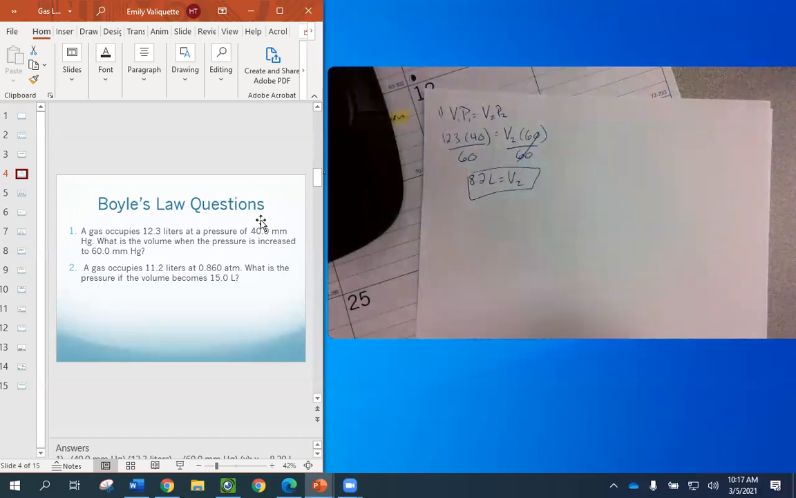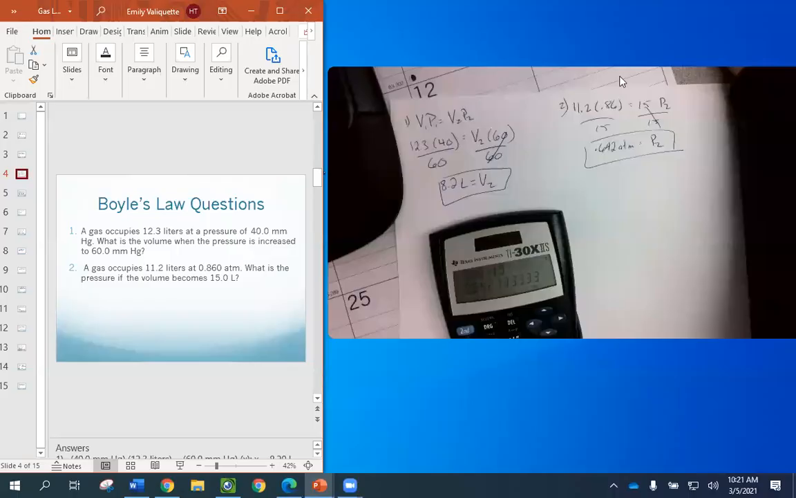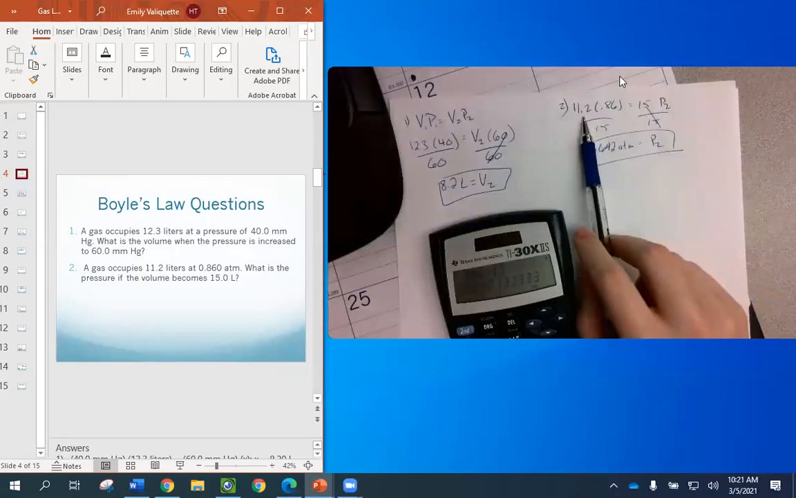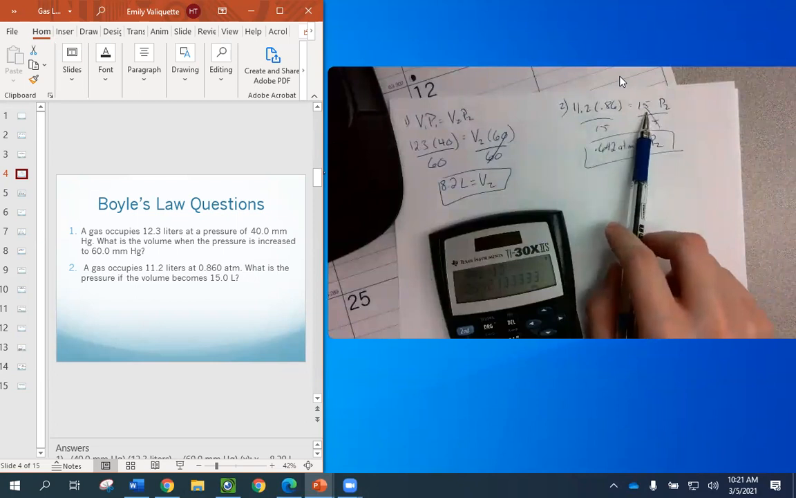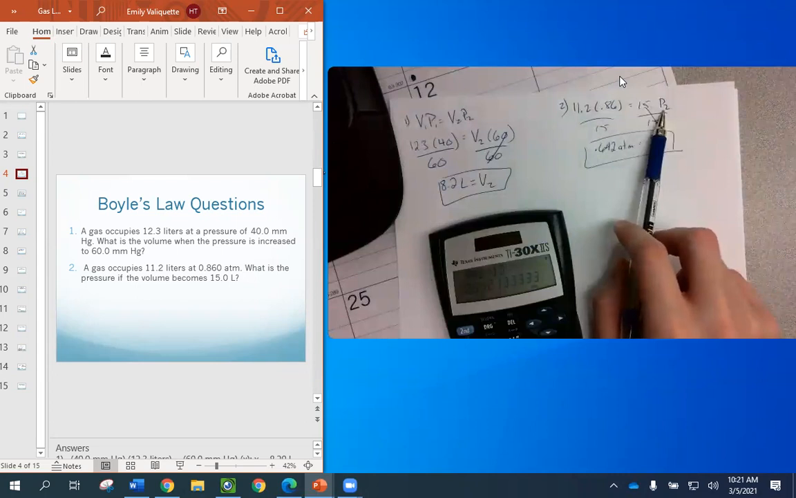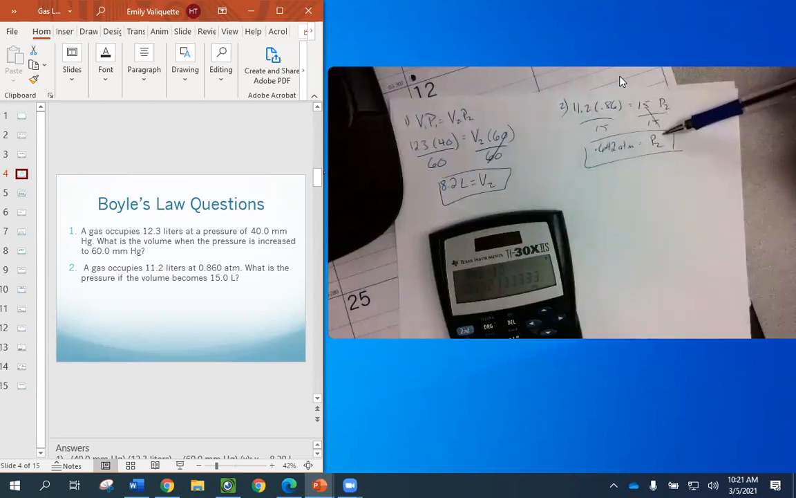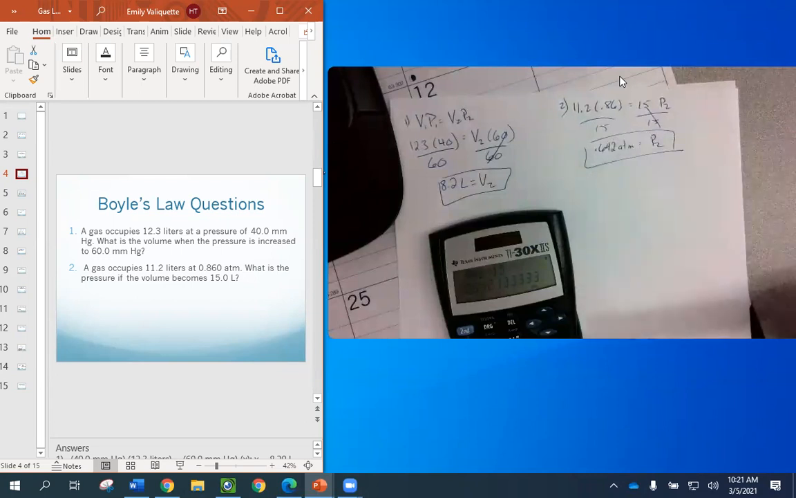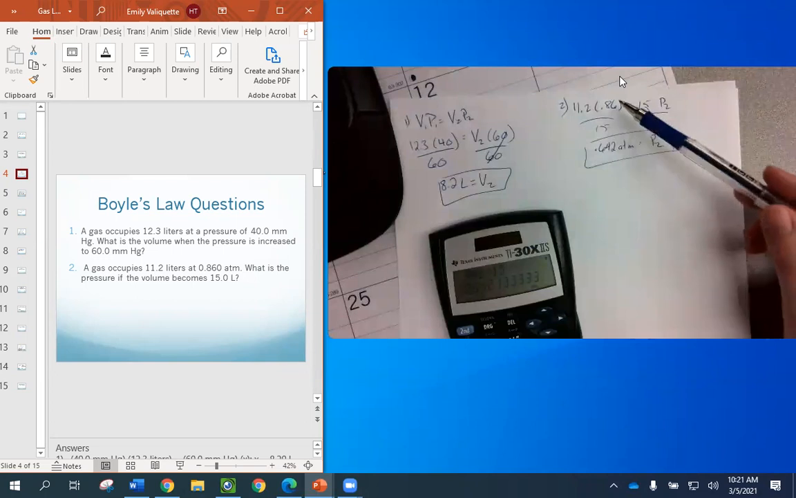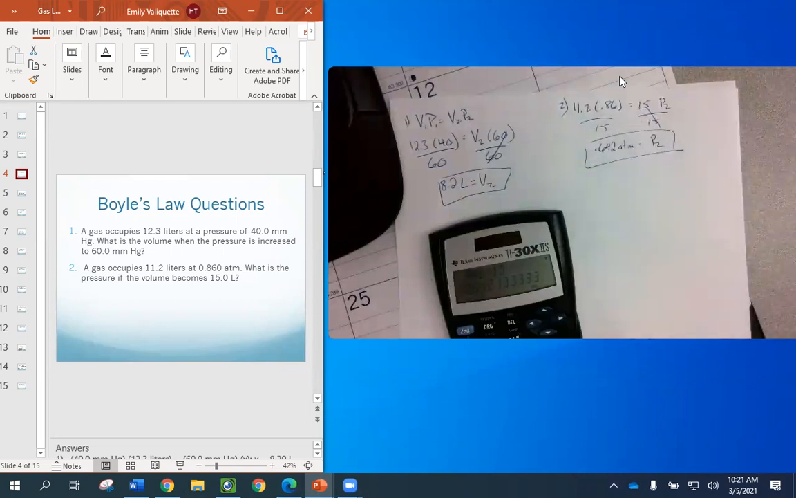So pause here, see if you can solve the second question, and then come back for the answer. Okay, so for this problem, once again, we plug in our initial volume and pressure. This time it's measured in atmospheres. And then we're given the final volume, and it wants to know what the pressure would be at that point. Again, we're just going to divide to move the 15 to the other side, and we get 0.642 as an answer. This time, because our initial pressure was in atmospheres, our answer is going to be in atmospheres.